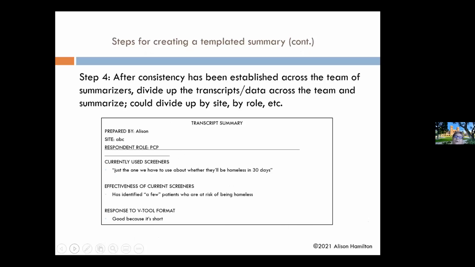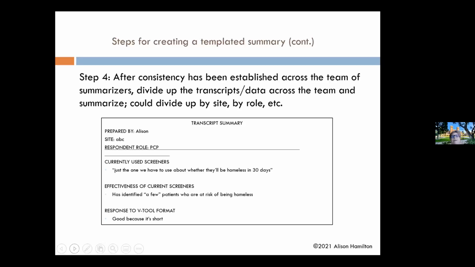You may need to go through that cycle of testing the template more than once if there's a lot of variation the first time people do it. I have typically found we don't need to do it more than twice. But if you have to do it 3 times, that's okay too. I would do the same process a couple times just to make sure the template is working. And after it's been established, then you can start dividing up the transcripts across the team and summarize. And you can make all kinds of decisions about how you do that.